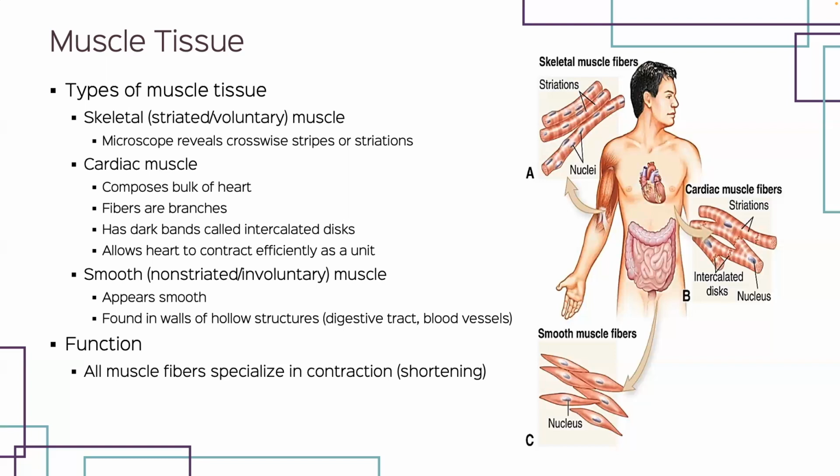Smooth muscle, or involuntary muscle, will form an important part of the walls of our blood vessels and many of the hollow internal organs, such as the gut, the urethra, and the ureters. Because of its location in many visceral structures, it's sometimes also called visceral muscle.